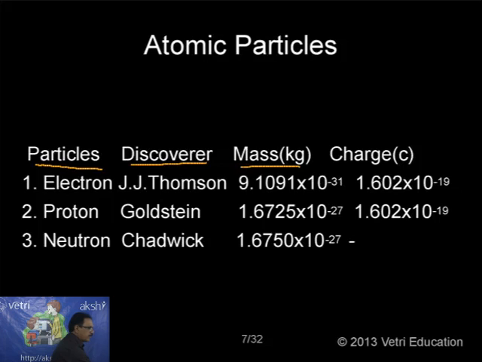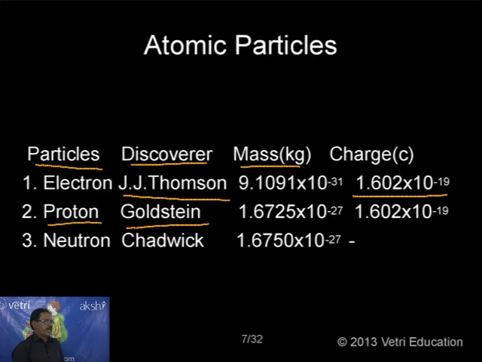Electron was discovered by J.J. Thomson. The mass in kilograms is 9.1091 times 10 to the power of minus 31. The charge, we know, is negative, 1.602 times 10 to the power of minus 19 coulombs. In the same way, the proton was discovered by Goldstein. The mass in kilograms is 1.6725 times 10 to the power of minus 27, and the charge again is positive, 1.602 times 10 to the power of minus 19.